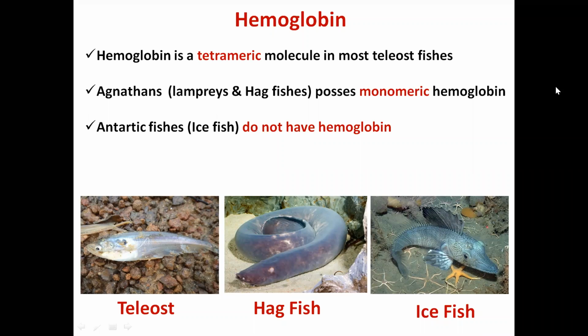But there are some fishes like agnathans, hagfishes and lampreys, that possess monomeric hemoglobin. And there is one Antarctic fish, also known as the ice fish. They do not have hemoglobin. So can anyone tell why this is so in fishes? There are few fishes which have tetrameric hemoglobin, few fishes which have monomeric hemoglobin, and there is one group of fishes that do not have hemoglobin.